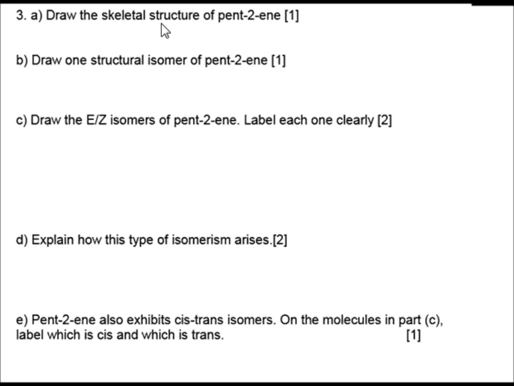So firstly, you've got to draw the skeletal structure of pent-2-ene. So the skeletal structure just shows us the carbon chain. Pent-2-ene tells us that the longest carbon chain is 5 carbons, and it has a double bond between the second and third carbon. So the skeletal structure will look like this.